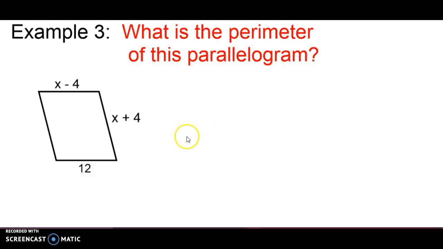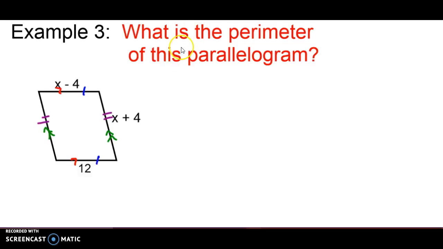Okay, so we're going on to example 3. Again, be sure that this is drawn in your notebook. For example 3, it says, what is the perimeter of this parallelogram? Well, we know it's a parallelogram, so I'm going to draw in some information that I know. I know my opposite sides are parallel, but I also know that my opposite sides are congruent. So I know x minus 4 is congruent to 12, and I know that x plus 4 is congruent to this other side here.